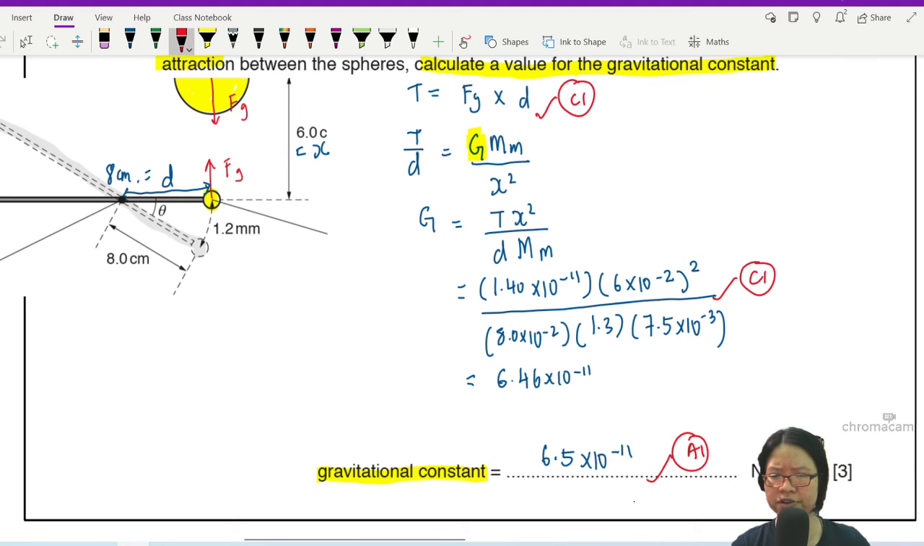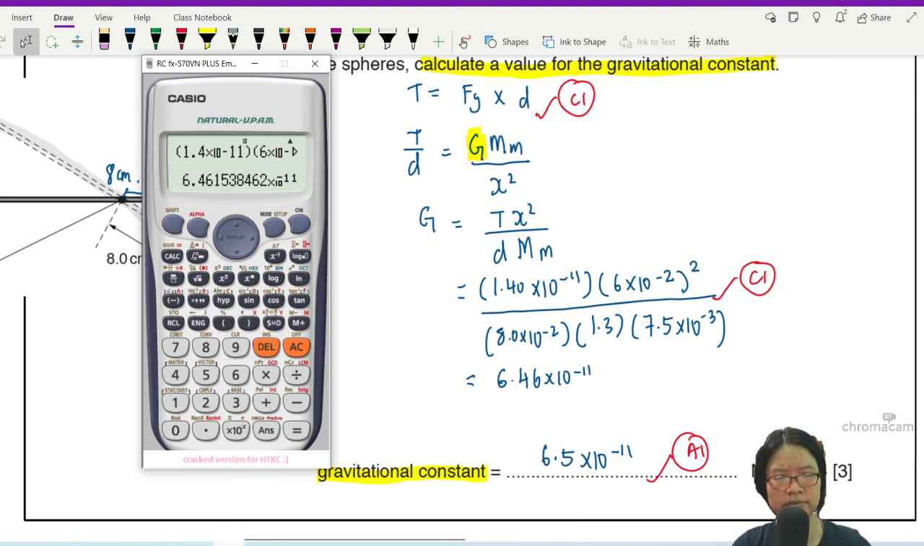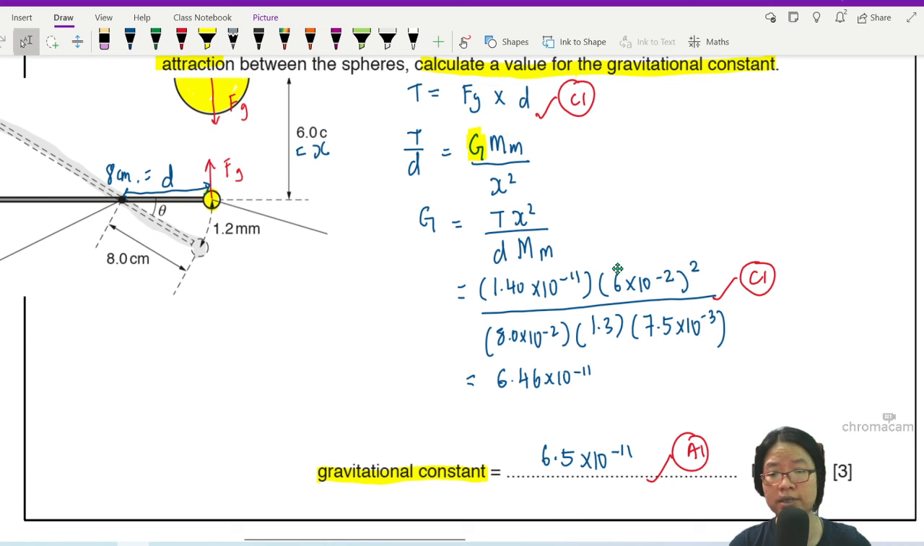It can be 6.5. Did I press wrongly? I don't think so. Negative 11. Sometimes, if let's say you find the gravitational force separately and you round, it's slightly different, it's okay. Don't worry about it. Your answer is not wrong. Just make sure you show your substitution very clearly.